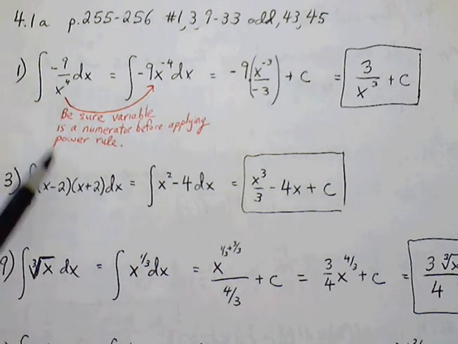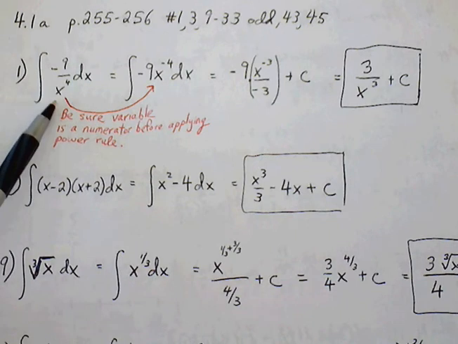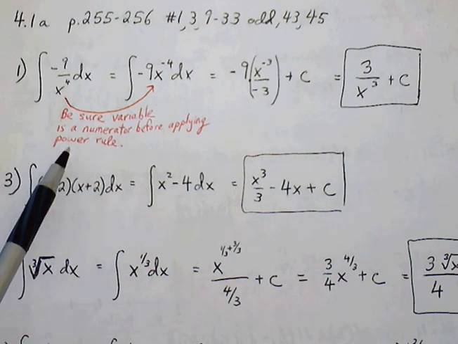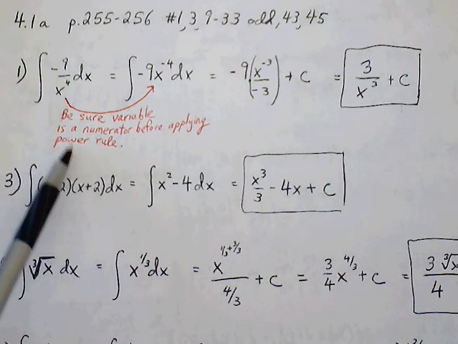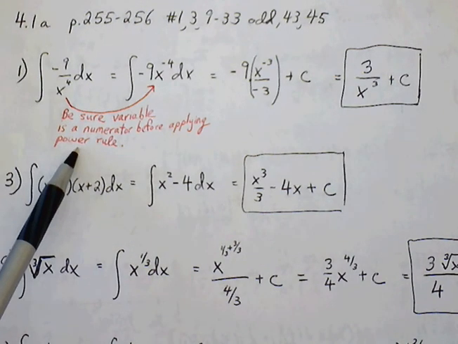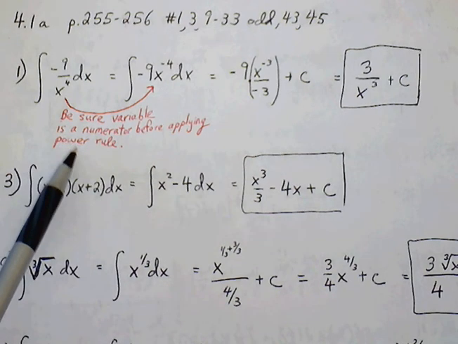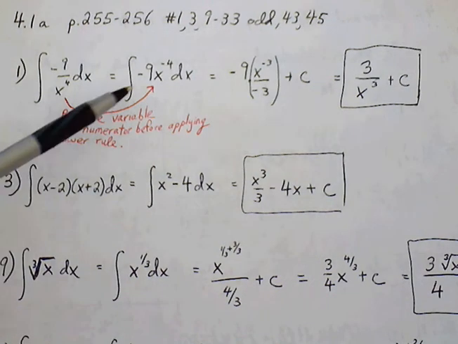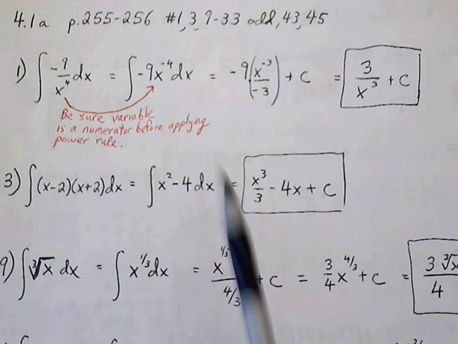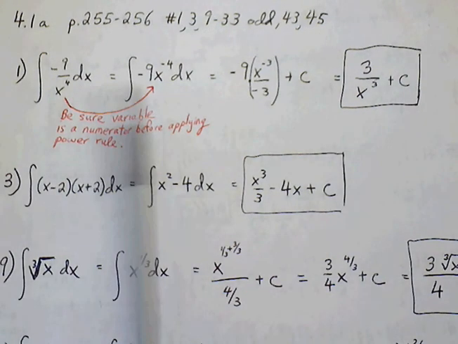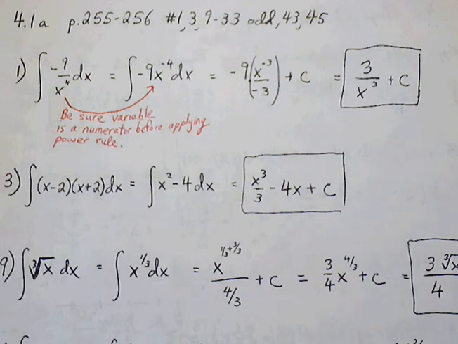So first, we see that we may need to use a power rule, but here's an important reminder. Make sure that your variable is sitting in the numerator before applying the power rule. Just like the derivative power rule, we need to make sure our variable is sitting in the correct place before we can apply the power rule. So think of -9 as you would the coefficient. It's just going to stay there.